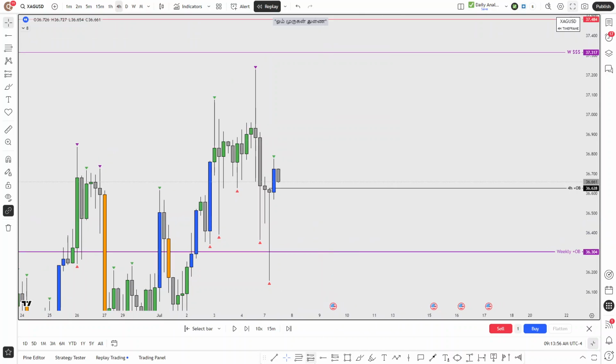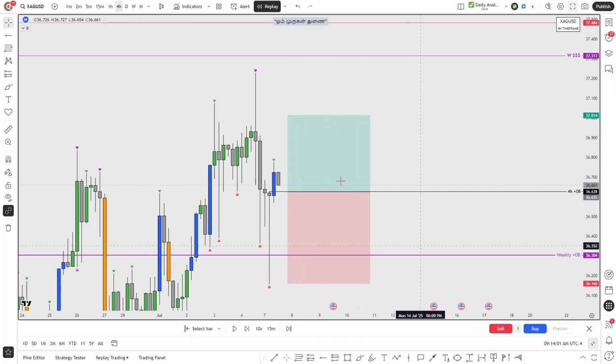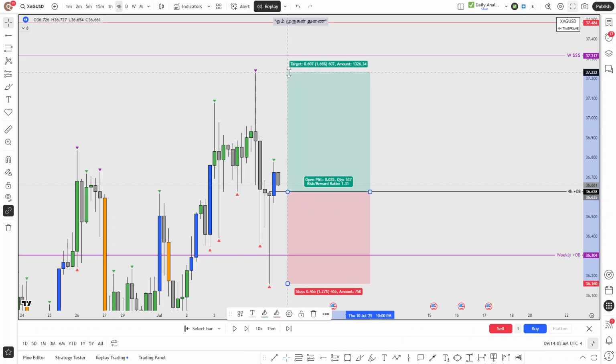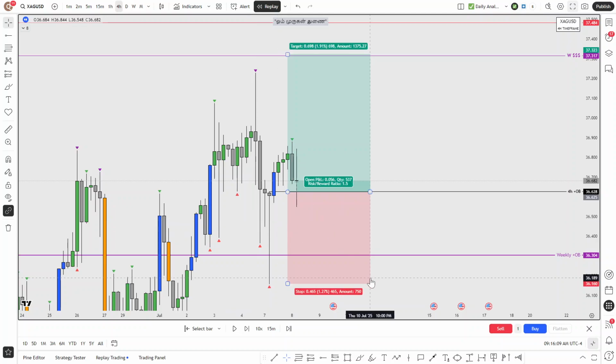We initially planned to take a long as soon as this 4 hour bullish OB was formed, and we first aimed for this swing high, this weekly swing high. It was ideally coming with only around 1.5. As soon as price tapped this OB, we placed the limit order here, and it got triggered.